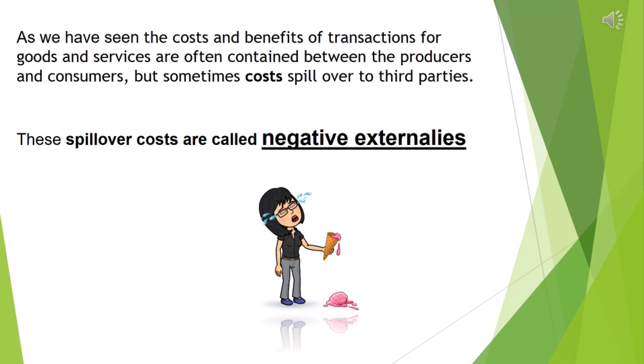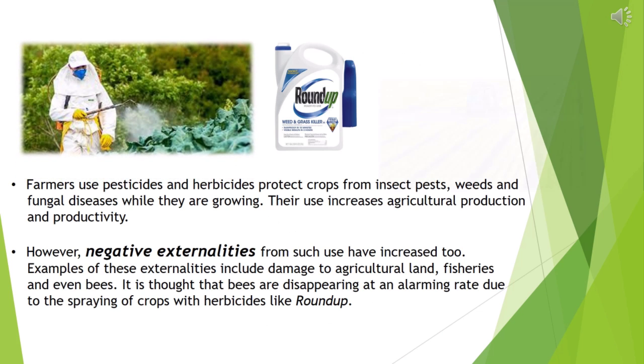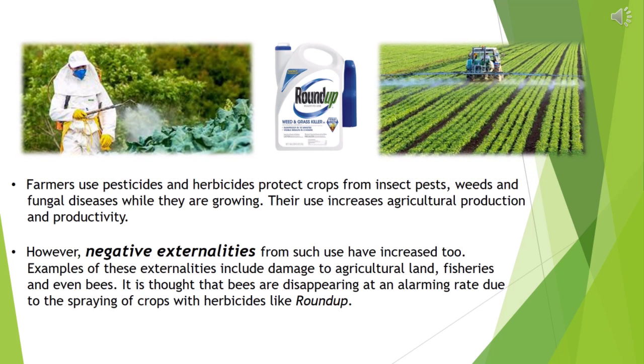As we've seen, the costs and benefits of transactions for goods and services are often contained between the producers and consumers, but sometimes costs spill over to third parties. These spillover costs are called negative externalities. For example, farmers use pesticides and herbicides to protect crops from insect pests, weeds, and fungal diseases while they are growing. The use of pesticides and herbicides has increased agricultural production and productivity.